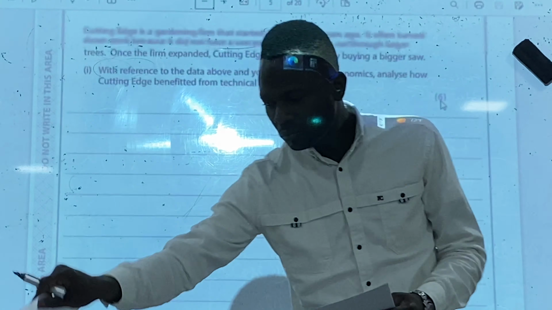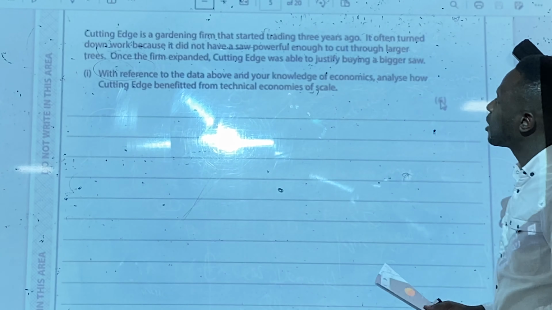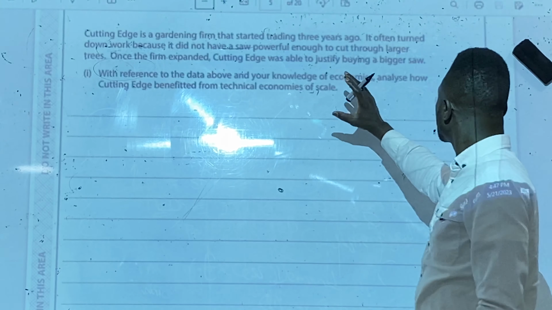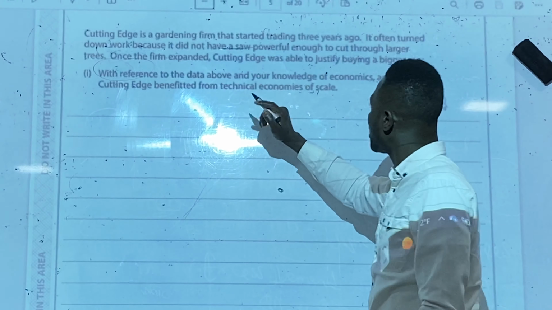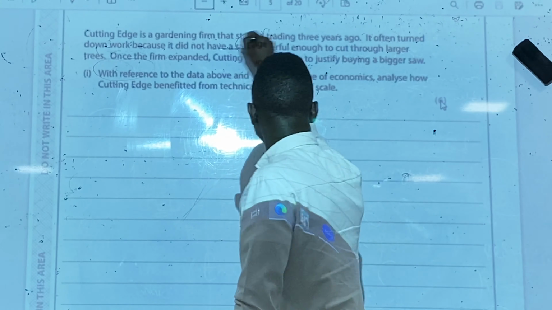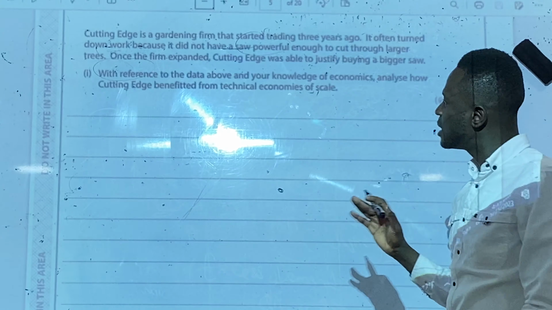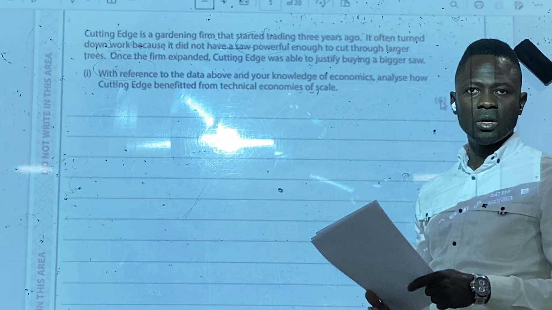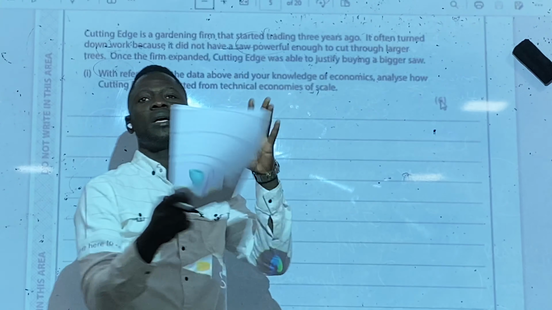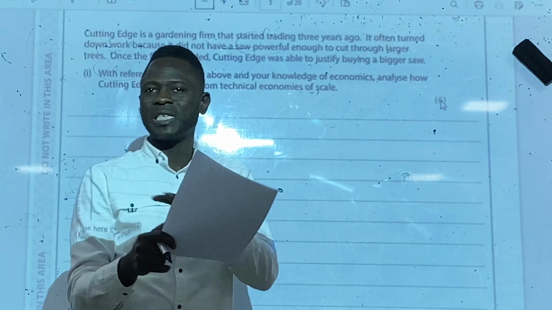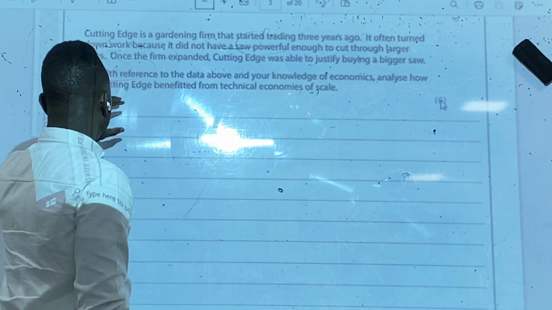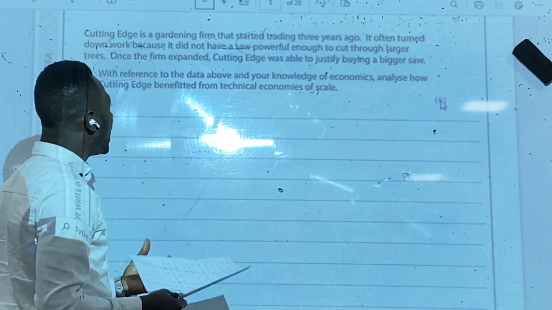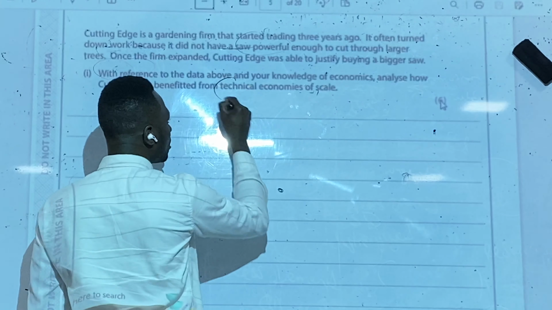Yes. So for part I, it said, Cutting Edge is a garden firm that started trading 3 years ago. It often turned down jobs because it did not have a saw powerful enough to cut through larger trees. Once the firm expanded, Cutting Edge was able to justify buying a bigger saw. So it was able to buy a bigger saw because it expanded. It said, with reference to the data above and your knowledge of economics, analyze how Cutting Edge benefited from technical economies of scale.